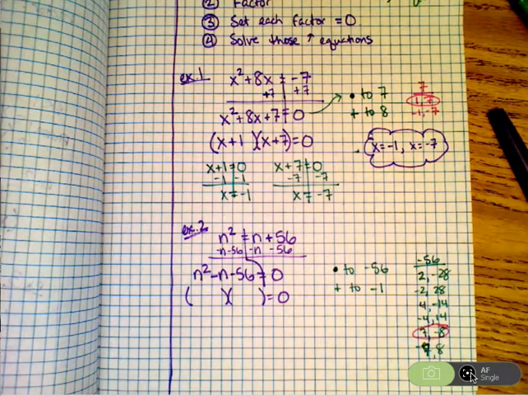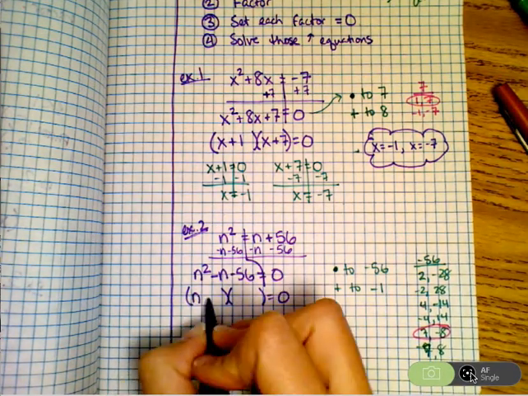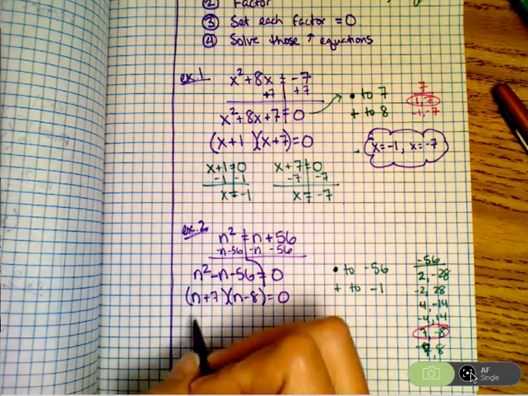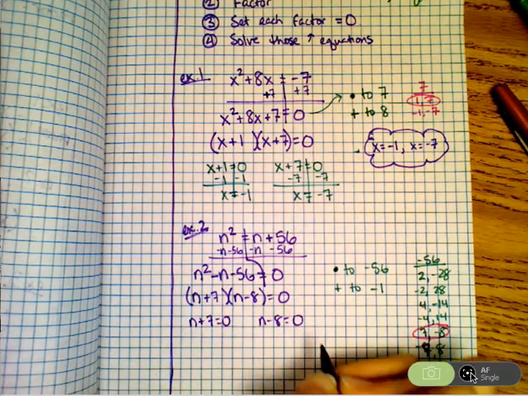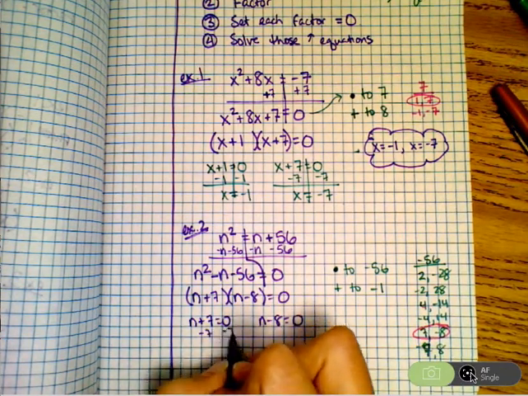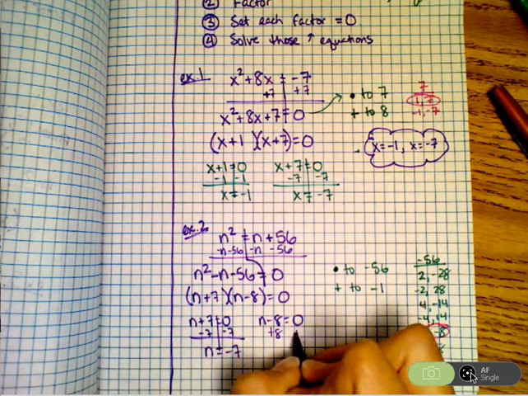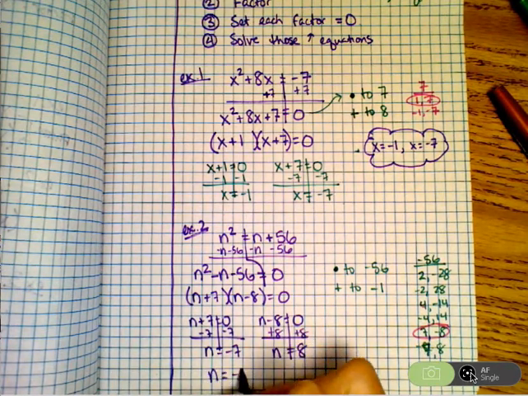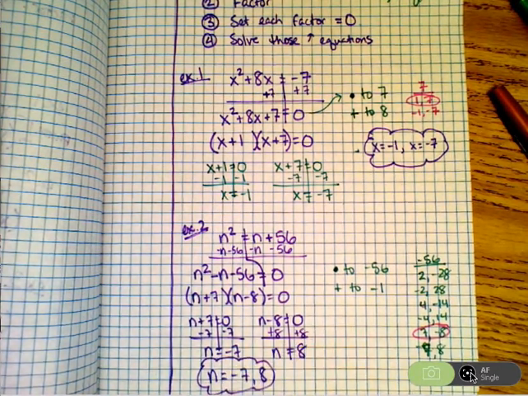Sorry, I forgot to change colors that time. You'll forgive me. So 7 plus -8 is -1. So over here I write n plus 7 and n minus 8. Split it into two problems. n plus 7 equals 0, n minus 8 equals 0. Minus 7, plus 8. So my solutions are -7 and +8.